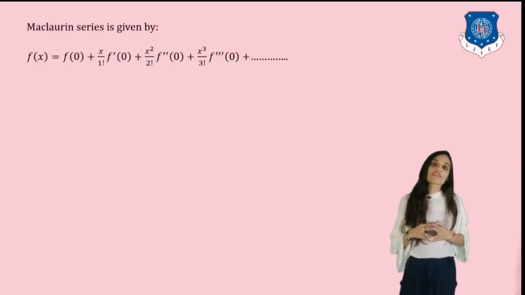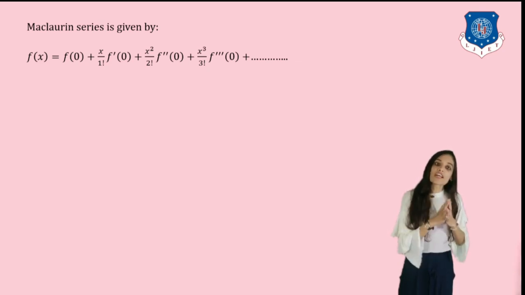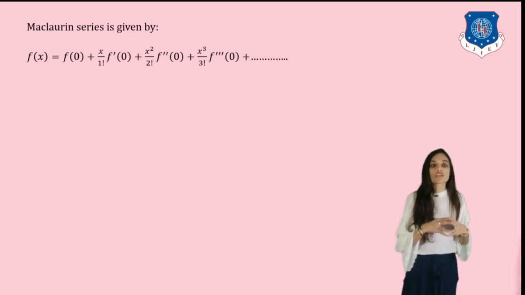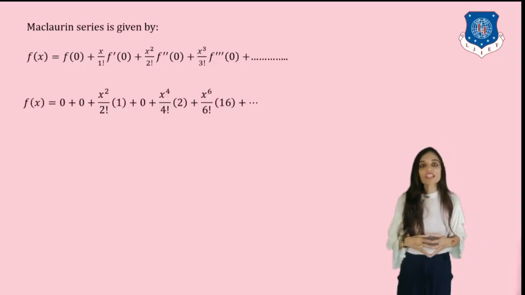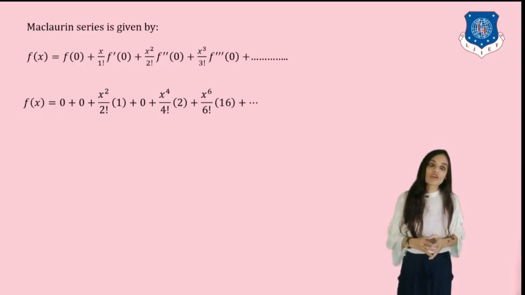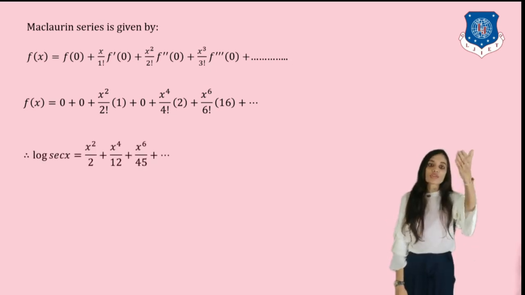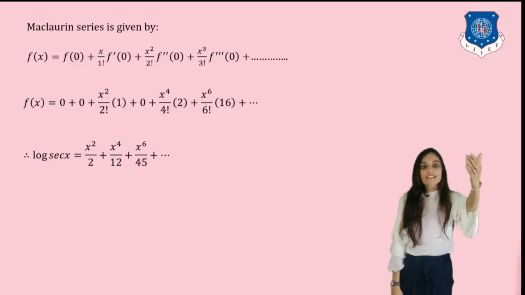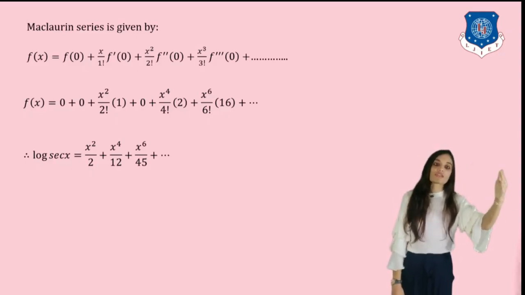So f of x is given by f of 0 plus x upon 1 factorial, f dash of 0 plus x square upon 2 factorial, f double dash of 0 plus, and so on. So now let us start putting the values of f of 0, f dash of 0, f double dash 0 and so on. So finally, our Maclaurin series of log secx will be equal to x square upon 2 plus x to the power 4 upon 12 plus x to the power 6 upon 45, and so on.